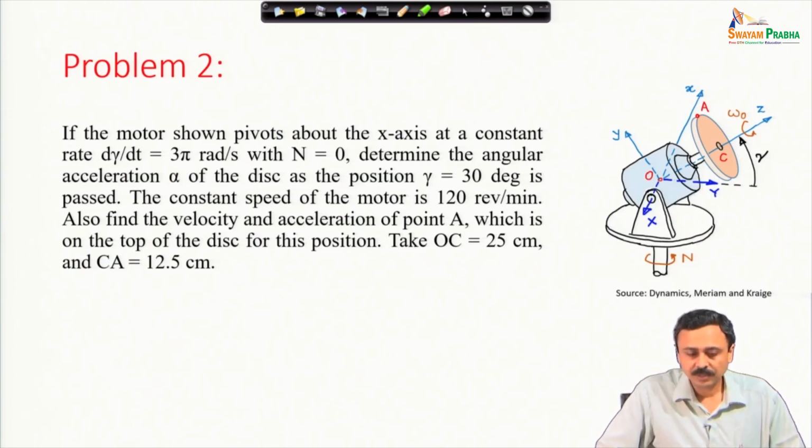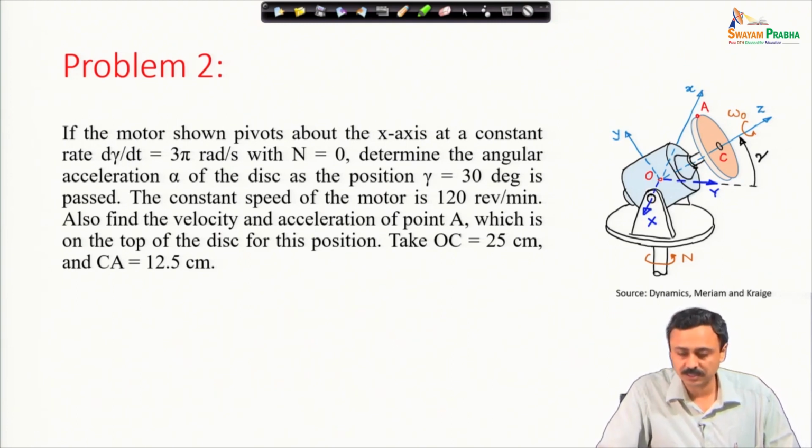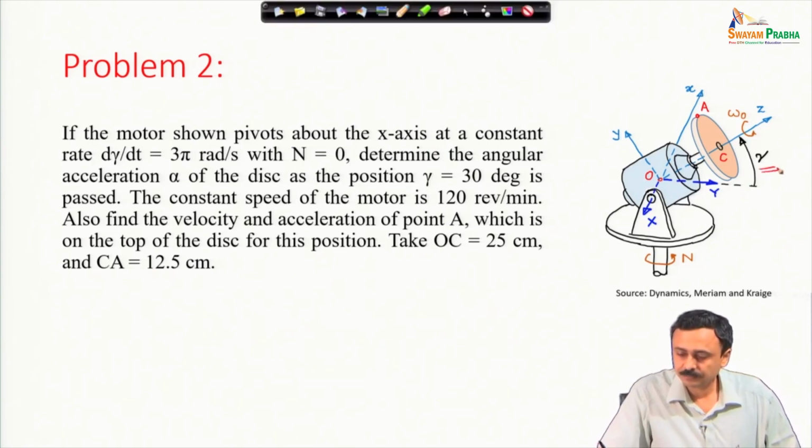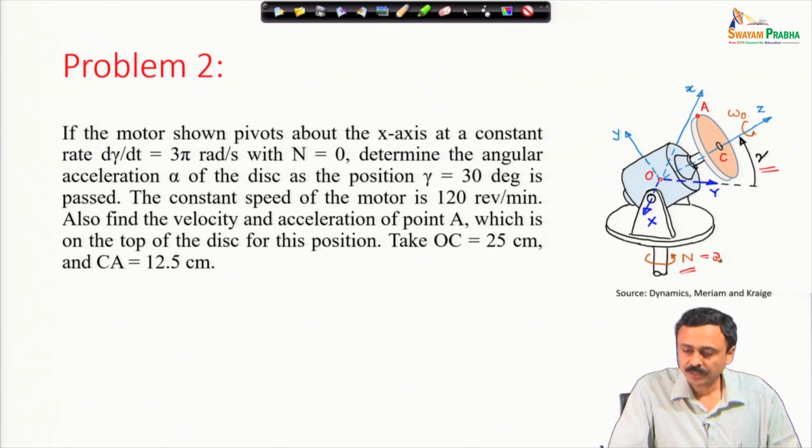If the motor shown pivots about the x axis at a constant rate d gamma dt equal to 3 pi radian per second with n equal to 0, determine the angular acceleration alpha of the disc as the position gamma equal to 30 degrees is passed. In the figure, you can see this is the angle gamma and this is n. N is given to be 0, it is fixed. The motor is spinning and this gamma is increasing at 3 pi radian per second.